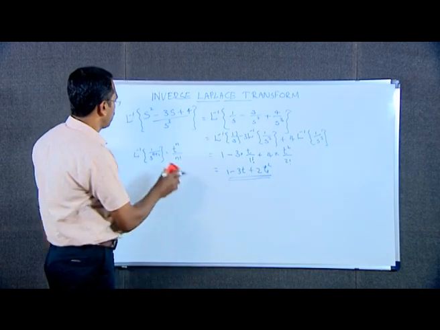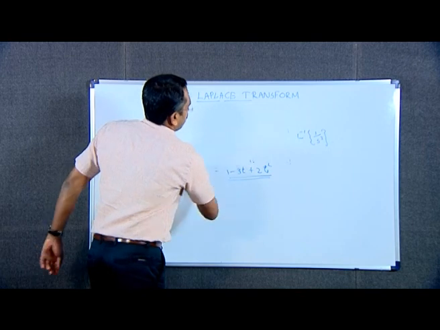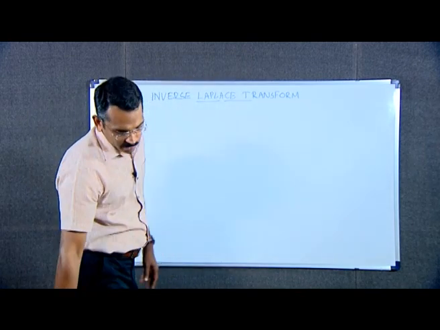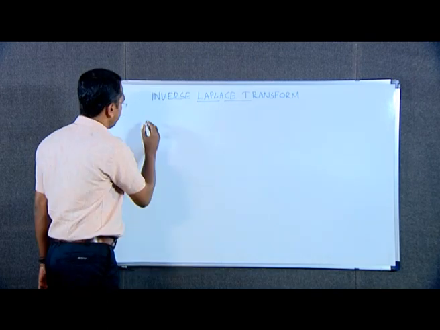Consider this example. F of s is equal to s plus 2 divided by s square minus 4s plus 13.